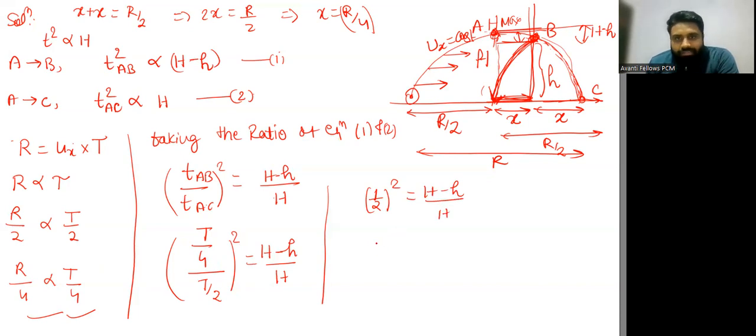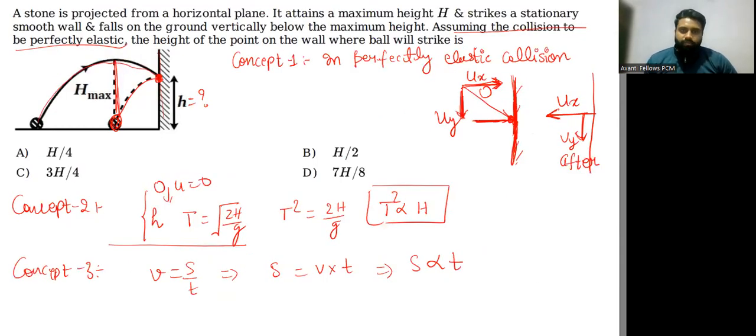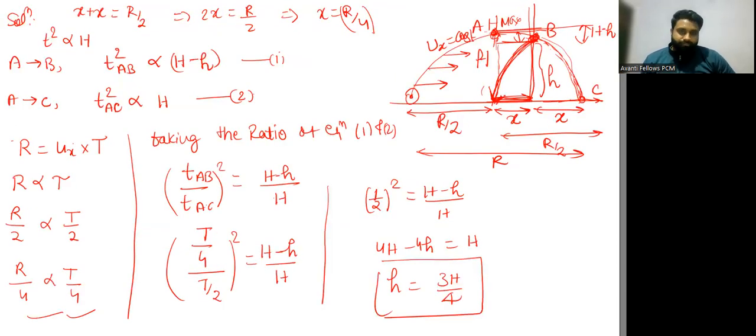So from now you can say that it is 4h minus 4 small h is equal to h. From here you can say that this h is equal to nothing but 3h upon 4. So this is the height covered by this projectile. So it's as simple as this. We only have to use the concept. Now, moving on to the next question.